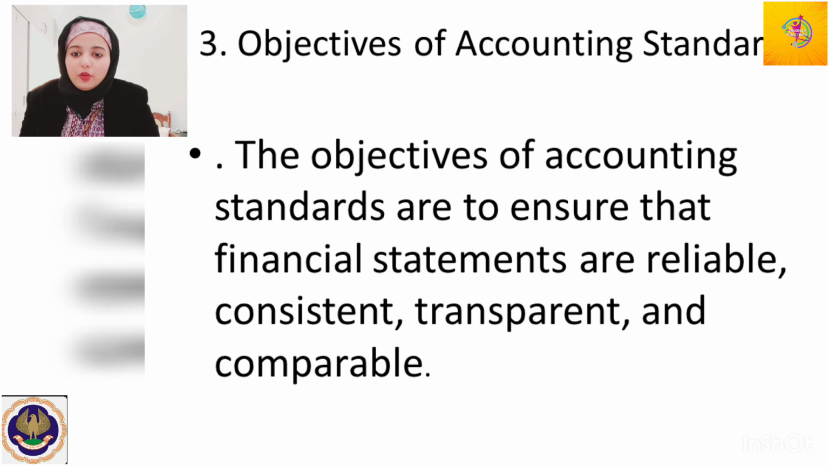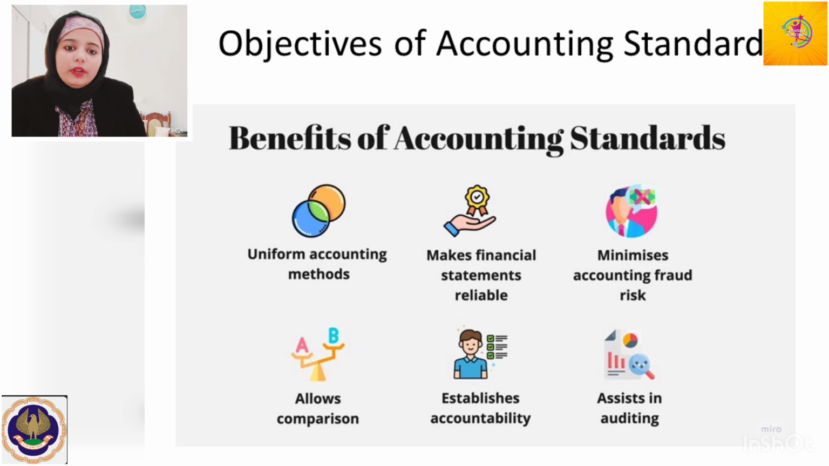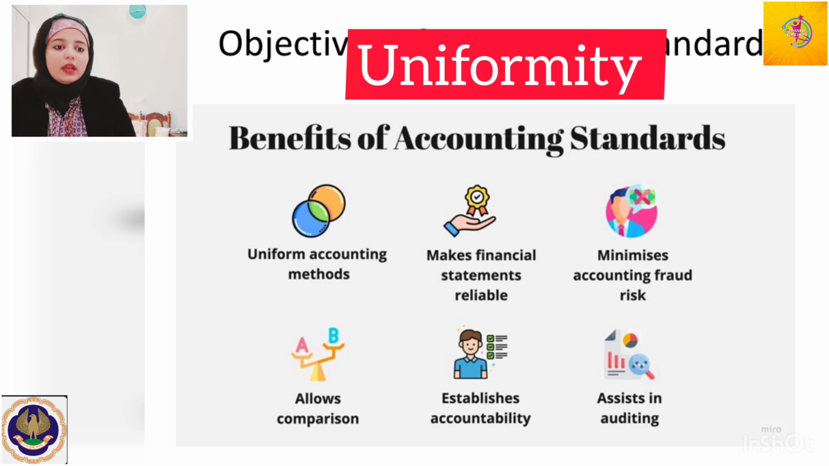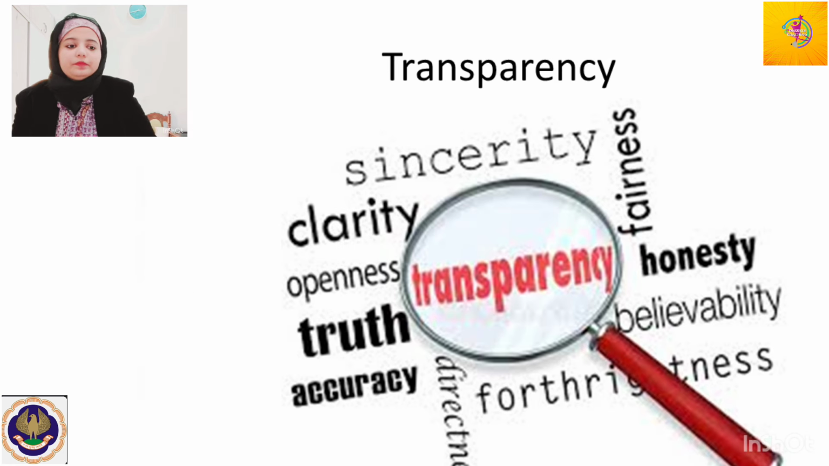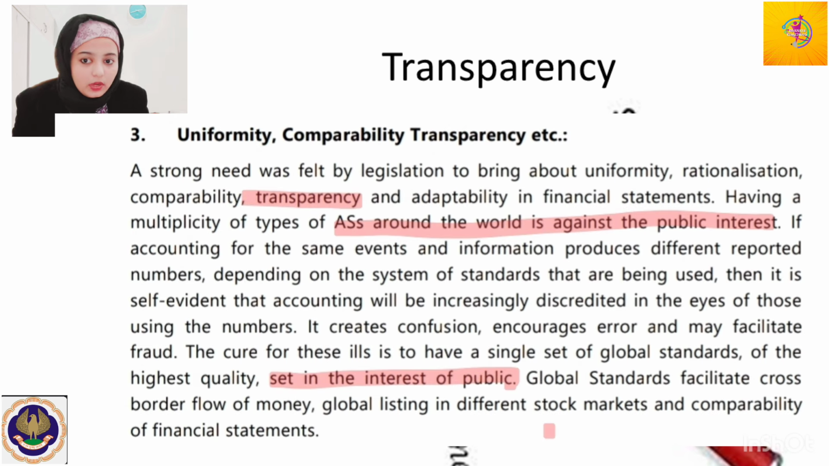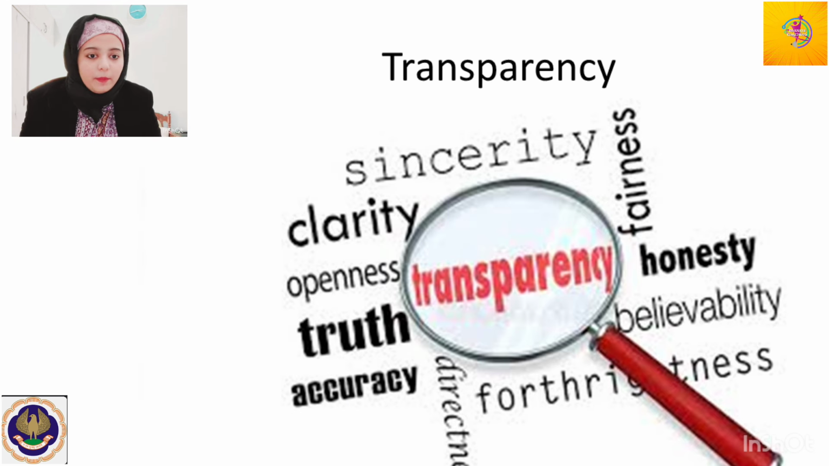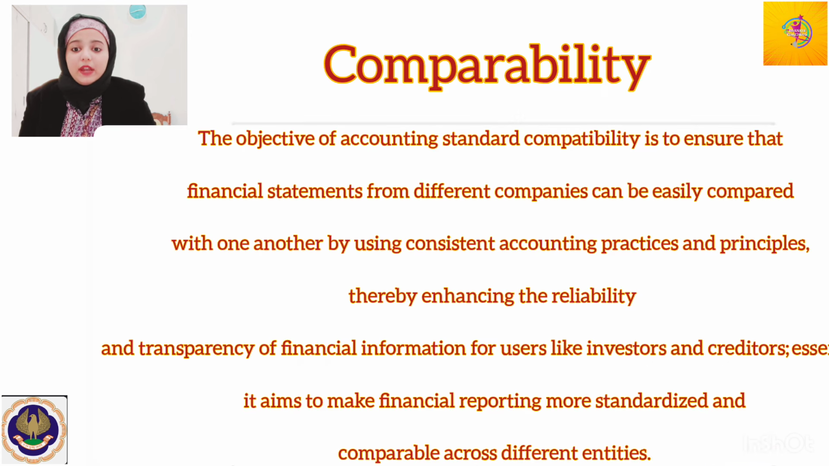Now move to the third topic, objectives of accounting standards. The primary objectives of accounting standards are uniformity, ensuring that companies follow the same rules while preparing their financial statements. Transparency, providing clear and truthful information about the company's financial performance. Comparability, enabling comparison between different businesses by ensuring that financial statements are consistent.